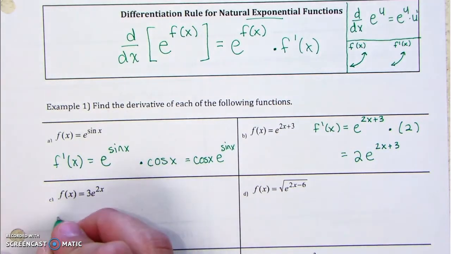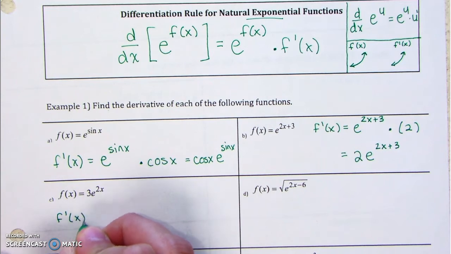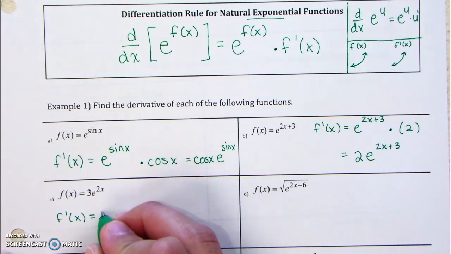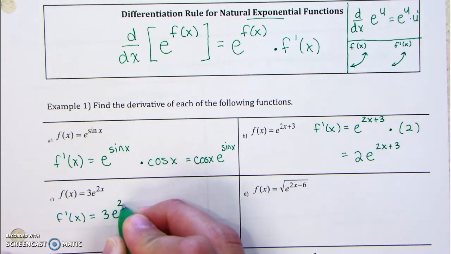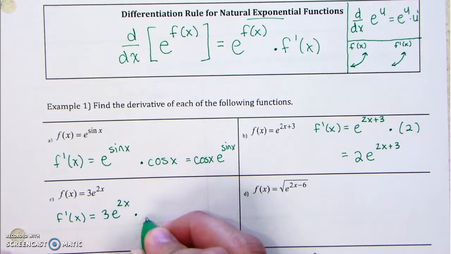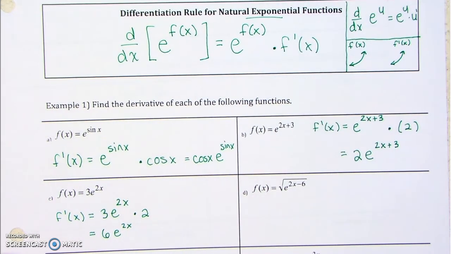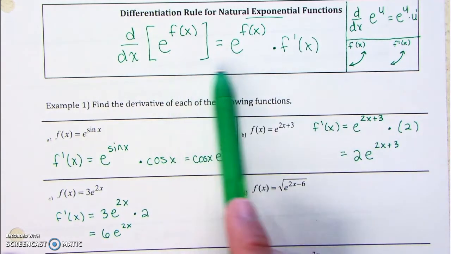All right, C. What do you do if there's a number in front of the e? Well, then we're just going to multiply. So we have 3e to the u times u prime. What's the derivative of the power there? 2. So one step to simplify, 3 times 2 is 6, e to the 2x.